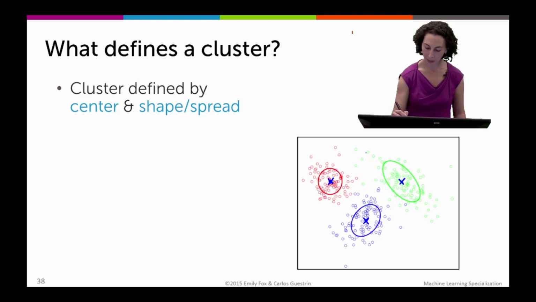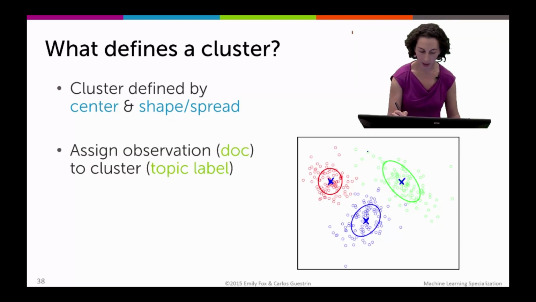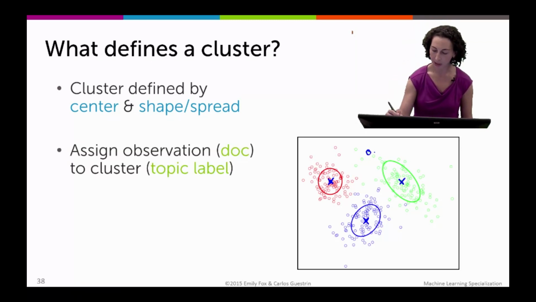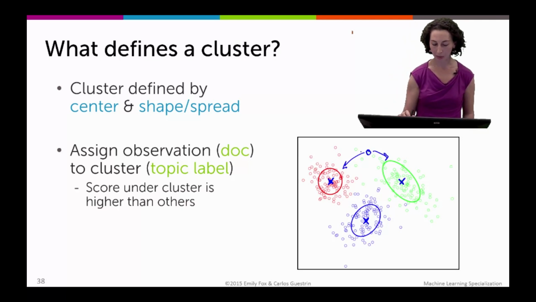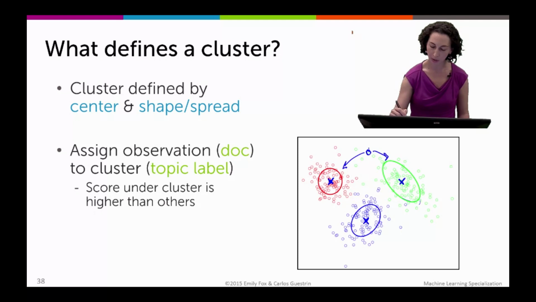And so when we think about whether this observation here should be assigned to the green cluster or the red cluster, what we're doing is we're looking at how similar this article is to other articles based on the shape of this cluster. So we score every observation based on the cluster center as well as the shape of that cluster. And in this case, because this cluster has this kind of oblong skewed shape, it actually gets assigned to the green cluster instead of this red cluster.